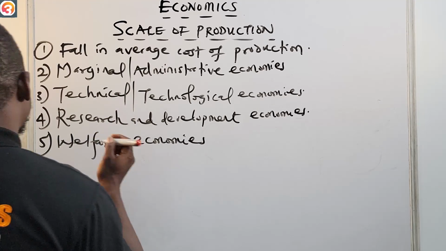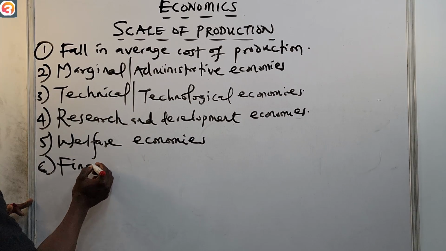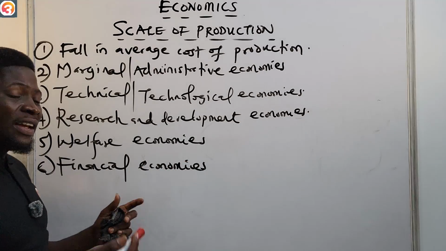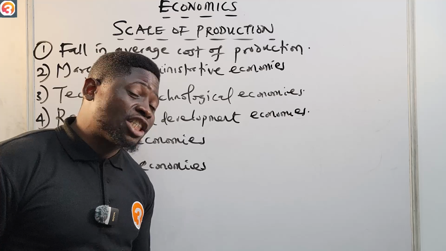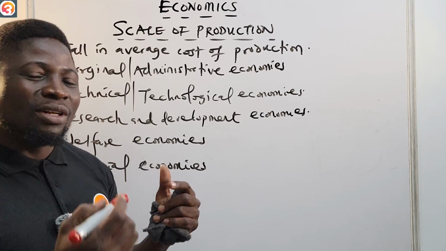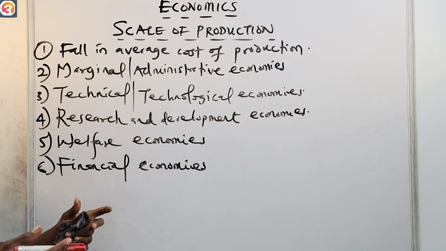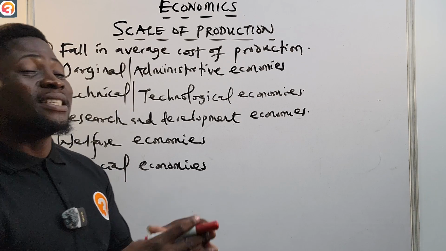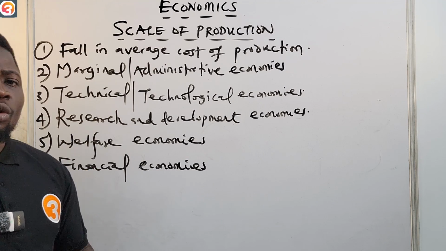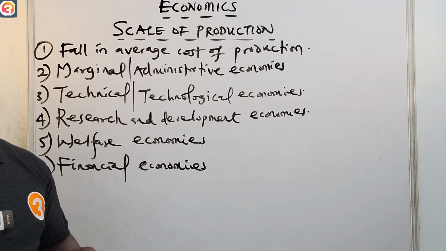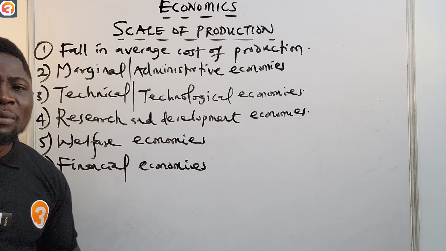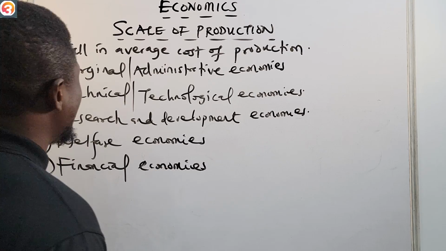Then number 6, of course, financial economies. Large firms can also obtain huge loans from financial institutions. The reason they can do this is that they have enough collateral to back it up. So they can easily get access to funding for research, for development, for welfare, for anything they want to go into, because they have the necessary collateral to be able to acquire those loans. So financial economies is also another advantage that large firms enjoy.